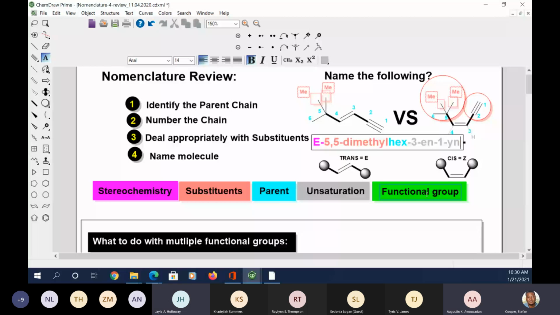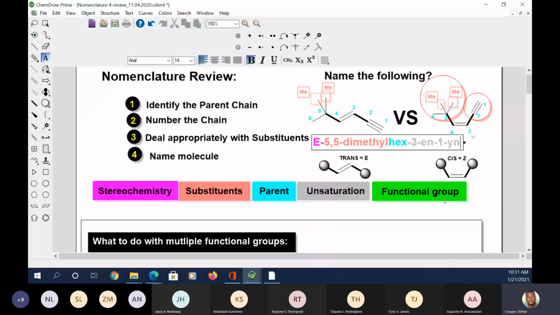You guys see that? Yes. Why couldn't you do it 4 and 2? Oh, you want to use your lowest numbering for every double bond and triple bond. Good question. Is the ene always going to go first? Yes. Why did you drop the E at the end? Because the E only comes once you name the functional group. Good question.